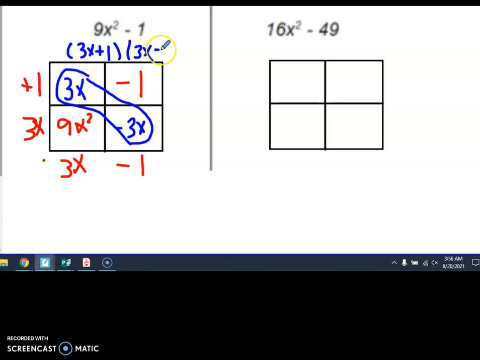So if you didn't get the last one, if you want to stop the video and see if you can factor that problem, then turn the video back on when you're ready. So again, no middle term. 16 is 4 times 4, x squared is x times x, and 49 is 7 times 7. So again, it should look like the previous problems.